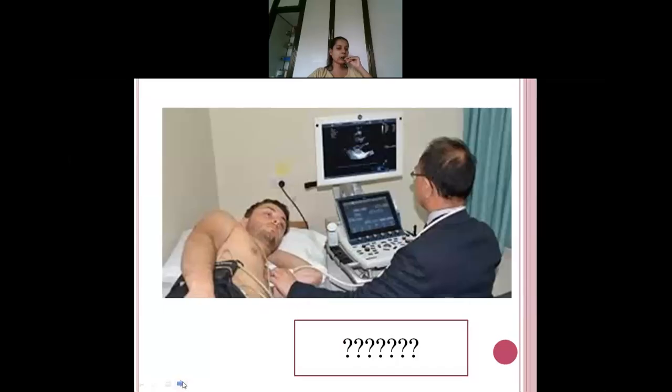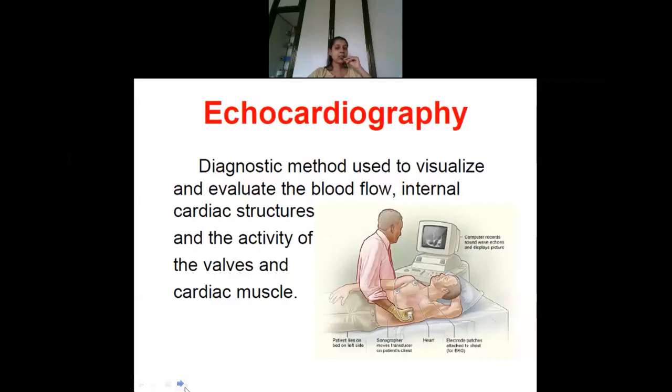Echocardiogram or echocardiography. You may think that it is ultrasound. Of course it is ultrasound of the heart. The simplest definition of echocardiography is that it is the ultrasound of the heart, that is recording the mechanical activity of the heart. Please remember, if you cannot remember the definition of echocardiogram, at least write down that it is the ultrasound of the heart, or it is recording the mechanical activity of the heart.